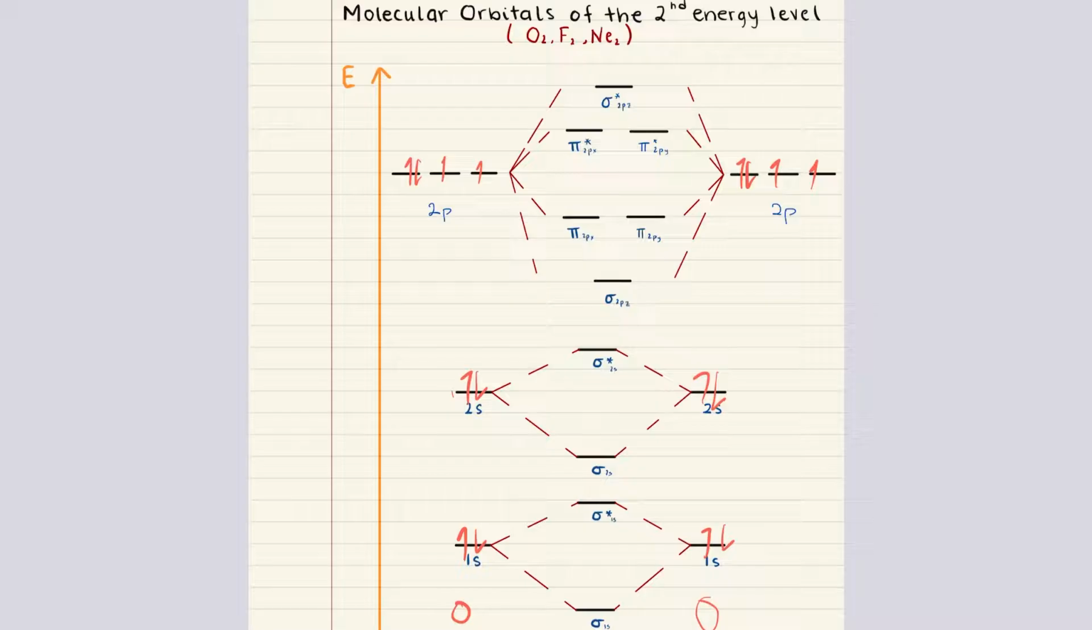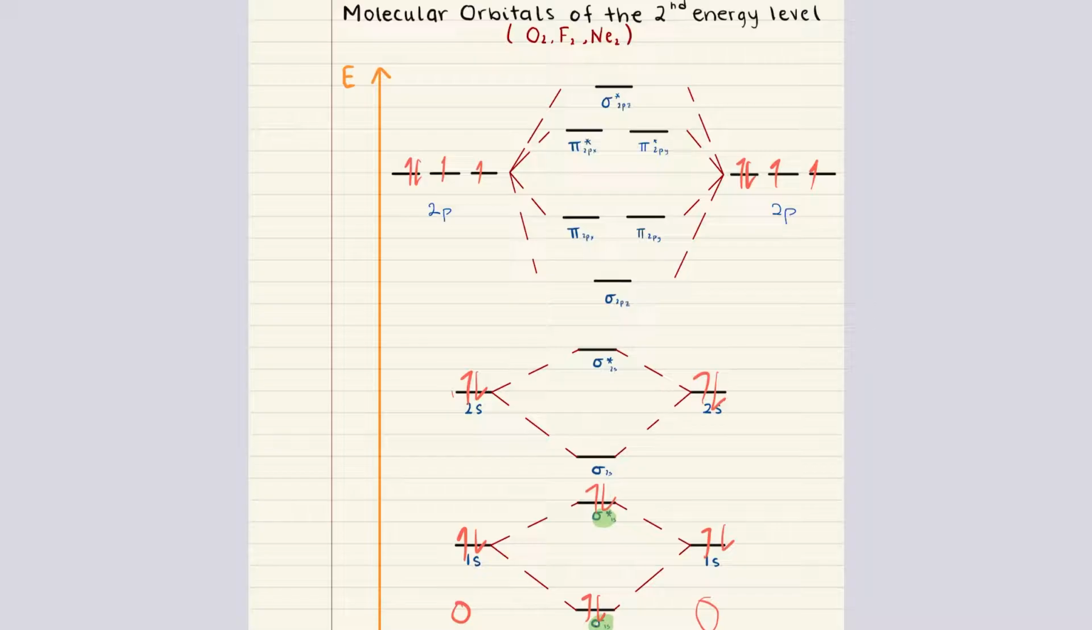We're going to start with the lowest energy level, so we begin with the 1s atomic orbitals, which combine to form 2 molecular orbitals, a sigma 1s and a sigma star 1s orbital. Each oxygen atom is going to contribute 2 electrons in 1s, so we have a total of 4 electrons to place. 2 go in the sigma 1s, and the other 2 go in the sigma star 1s orbital.